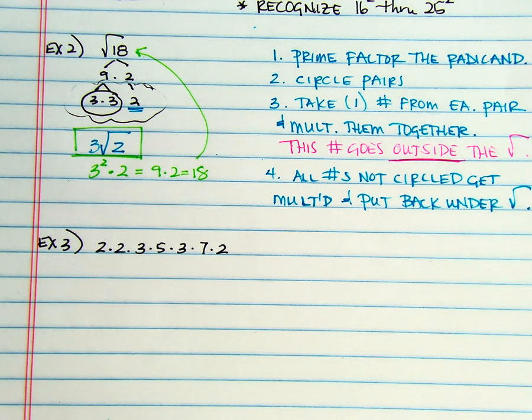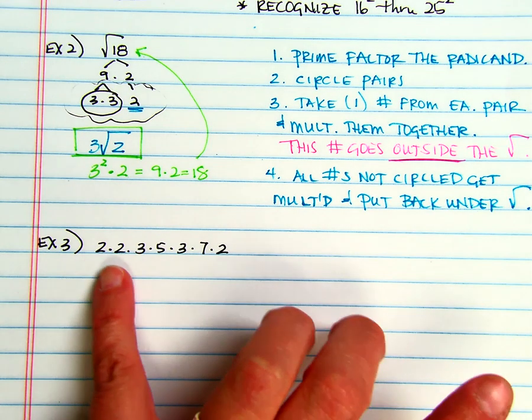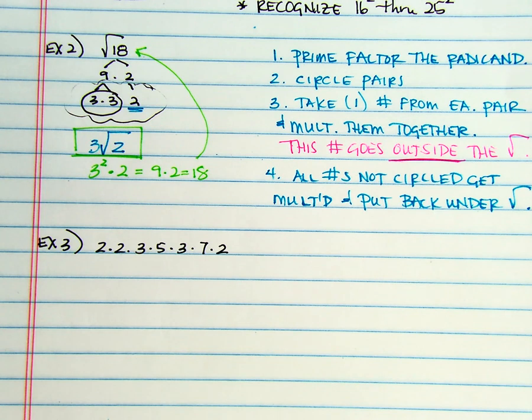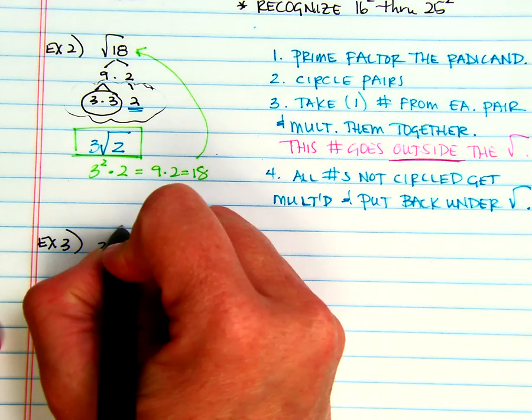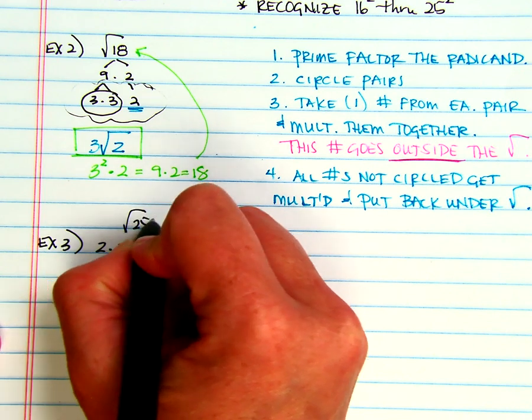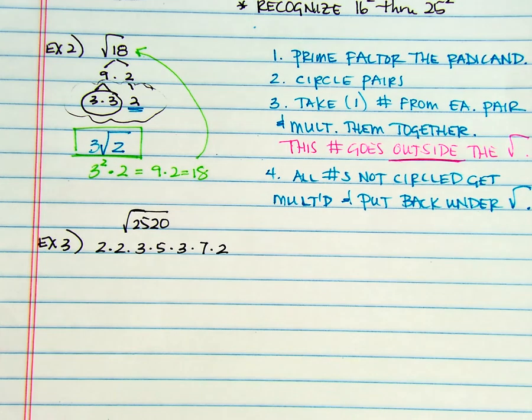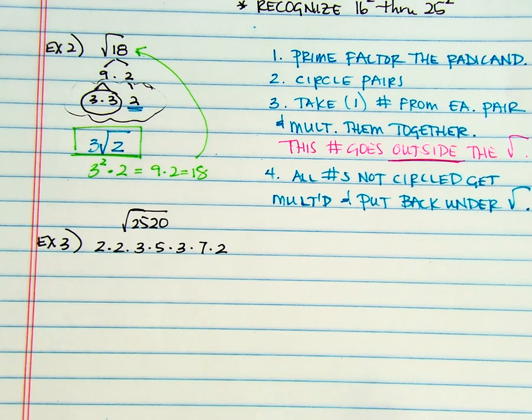So, just so you know, 12 times 15 times 14. So this would be prime factoring the square root of 2,520. Okay, just FYI. But I want you to get practice on the steps.